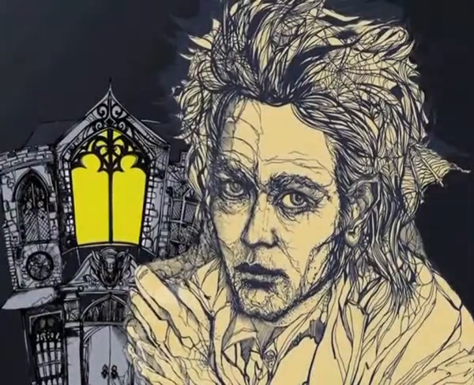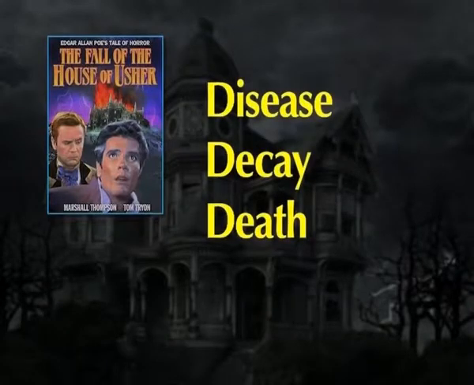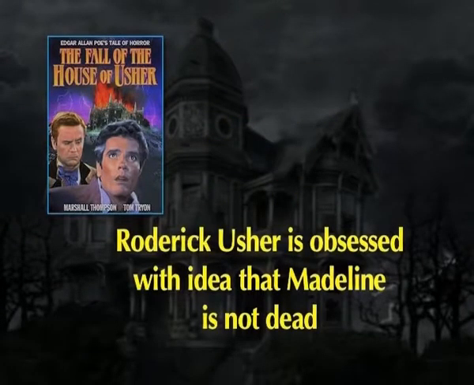The narrator is not, however, very certain of whatever Roderick Usher is describing as his symptoms. He thinks of him, in fact, as a hypochondriac. The hypochondria theme is on one side. The other theme is to do with disease, decay and death. I already mentioned that Roderick Usher is obsessed with the idea that Madeleine Usher is not really dead.